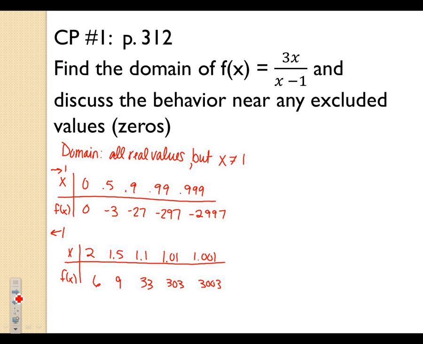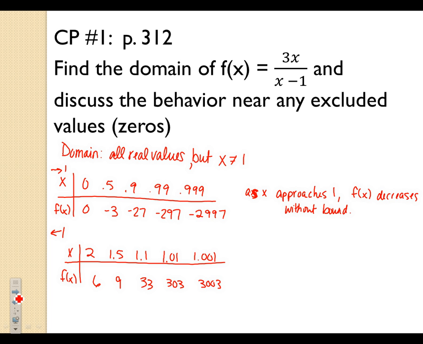So as x approaches 1, f of x decreases, and the book calls this without bound. Okay, it's going to head towards negative infinity, and there won't be any breaks or gaps or stops along the way. It'll just head towards negative infinity without bound.